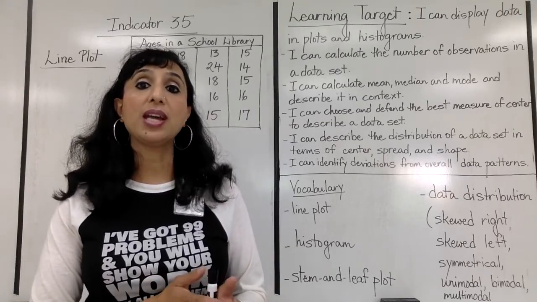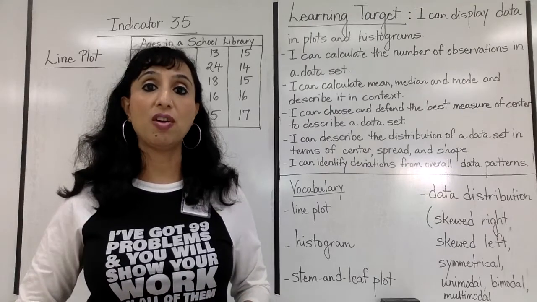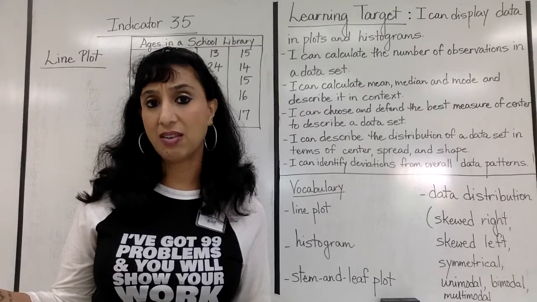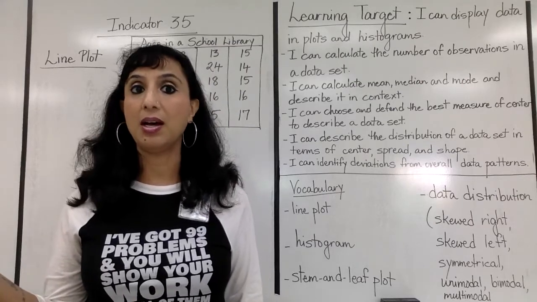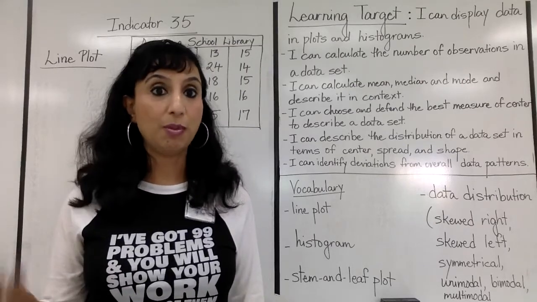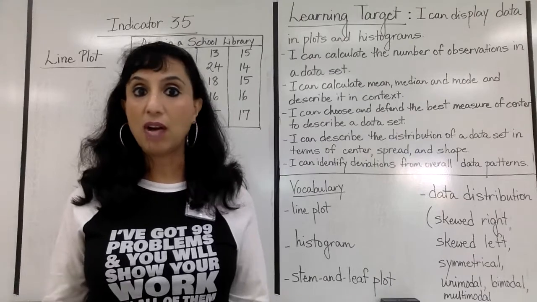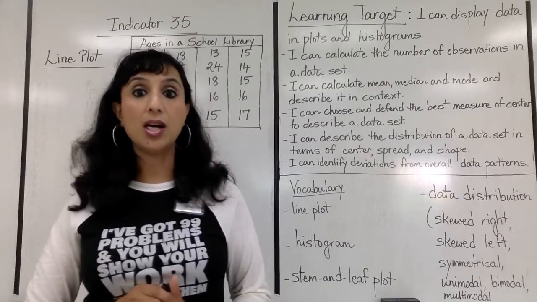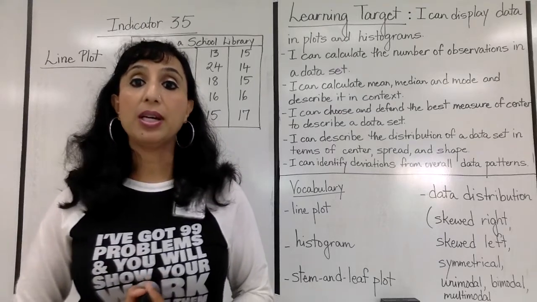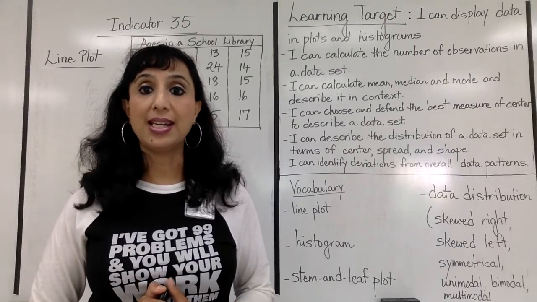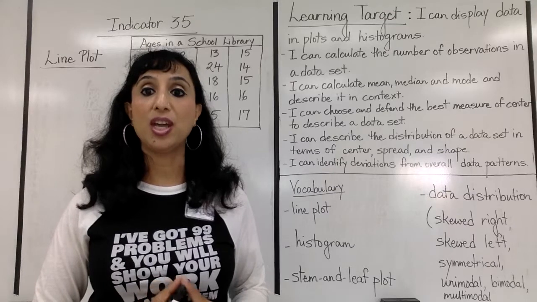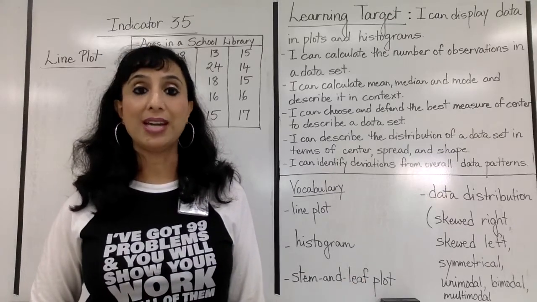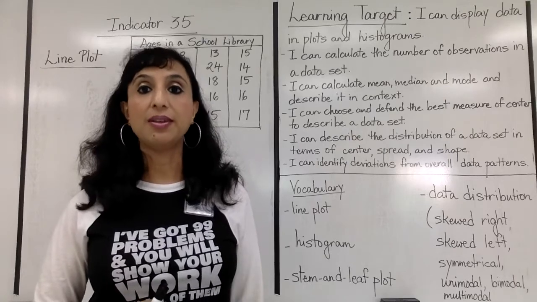I can choose and defend the best measure of center to describe a data set. Is there an outlier? If there's an outlier, then mean is not a good choice. It would be median. If there is no outlier, mean would be a good choice, and things like that. I can describe the distribution of a data set in terms of center, spread, and shape, and that's what this skewed right, skewed left, symmetrical, bell-shaped, and all that stuff is.